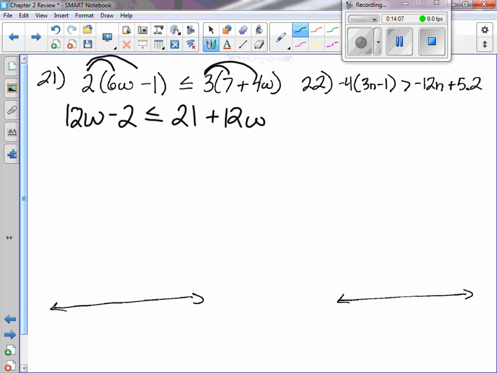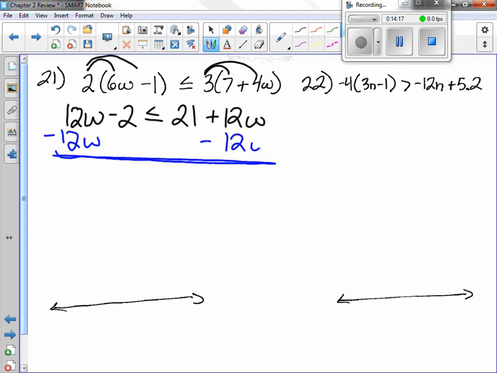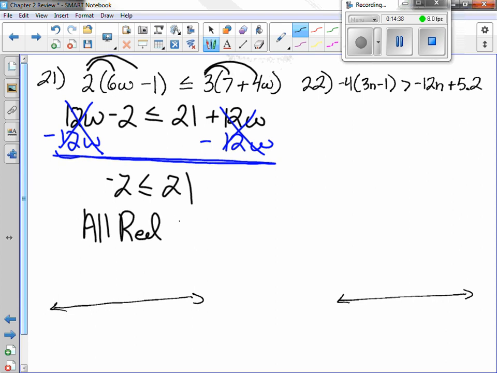Now, for most of these multi-step ones, we want to get the variables on the same side first. So what I can do here is subtract 12w from both sides. Well, 12w minus 12w is 0. It works out to be 0 here also. So negative 2 is less than or equal to 21. Is this a true statement? So this here is all real solutions.